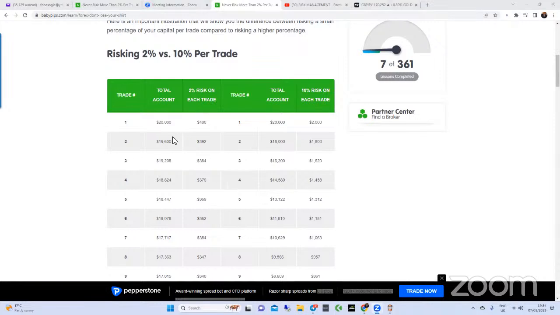Come on. So we see the table here. If you start with 20,000 and you're risking 2%, it's going to take a longer time to blow your account, even if you're having a losing streak. I was about to talk about a losing streak. It's not uncommon, even for professional traders, to have a losing streak.